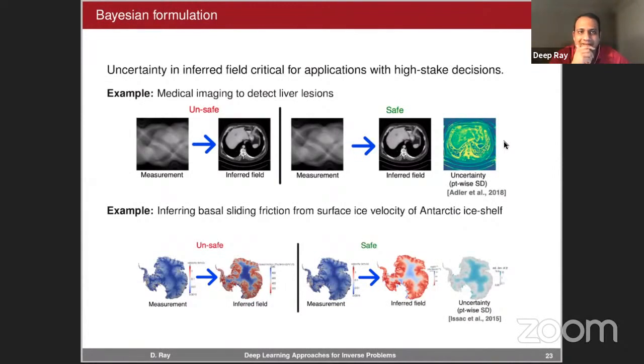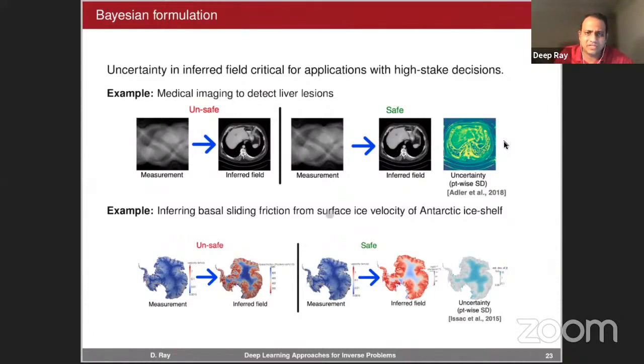For instance, if you are doing medical imaging problems where you have to detect, say, the liver lesion from a CT scan, then if you just give the doctor the single inferred field, it might be a little unsafe because you're not telling the doctor how certain you are about the field of the liver image that you've reconstructed. On the other hand, given a measurement, if you're getting an inferred field along with the point-wise standard deviation that's telling you how certain you are about the reconstruction, rather how much spread there is point-wise, then the doctor can actually take a safer decision based on this additional uncertainty for the inferred field.